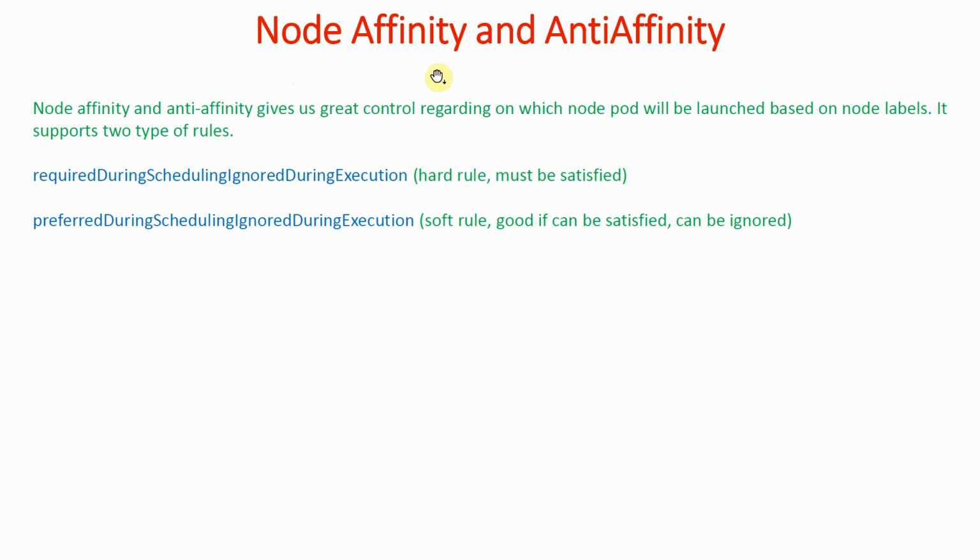Now what is node affinity and anti-affinity? Node affinity and anti-affinity give us great control regarding on which node a pod will be launched, based on node labels. It supports two types of rules.